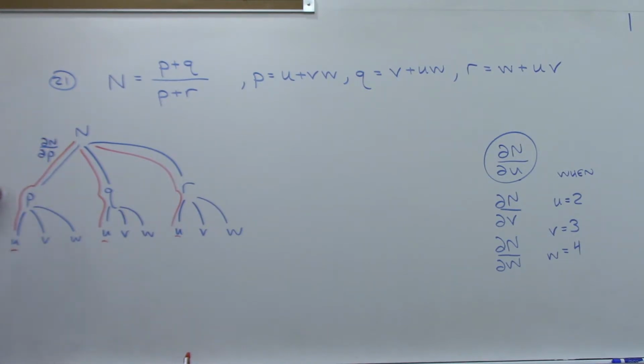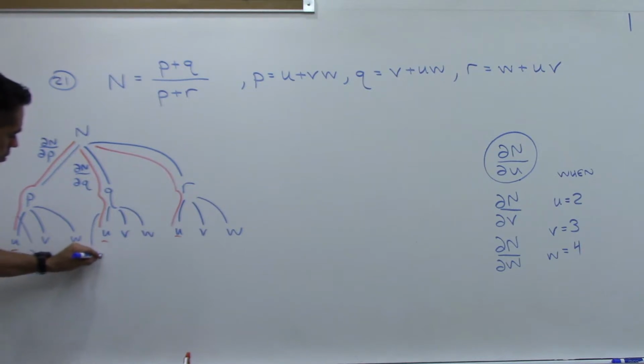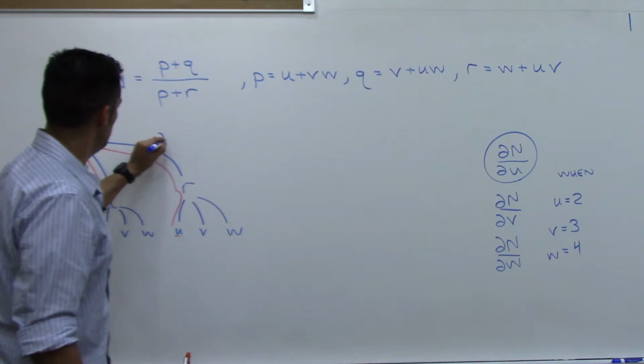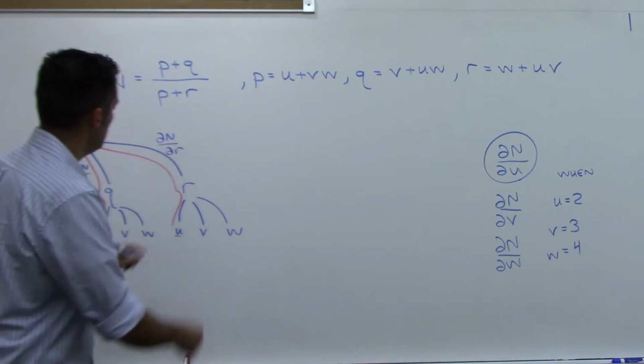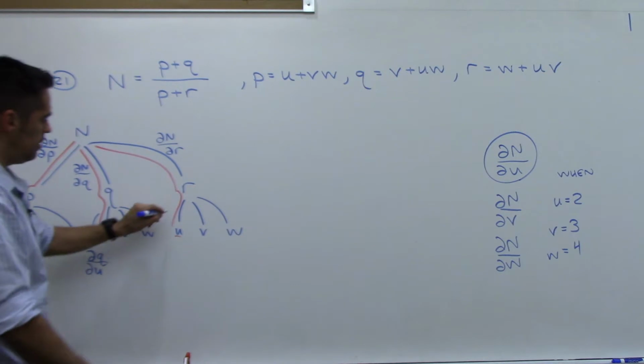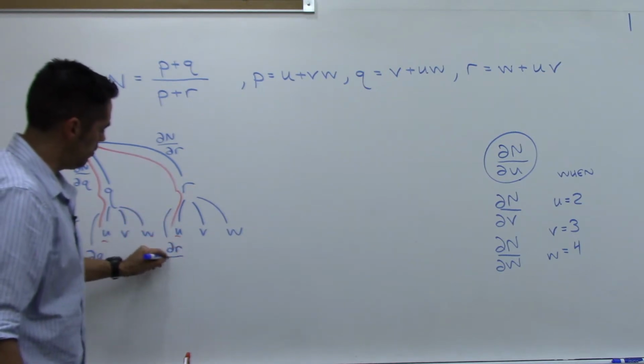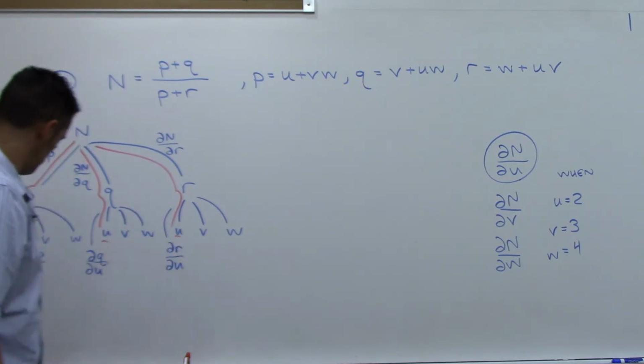Down this path, I might be out of room on the camera. This is partial P with respect to U. Remember, P splits, so it's a partial. This right here is partial N with respect to Q. And then down this path, partial Q with respect to U. Then this path right here, partial N with respect to R. Okay. Then down that one, partial R with respect to U.